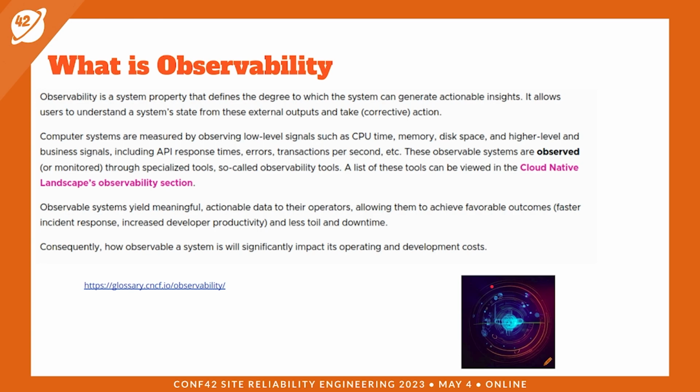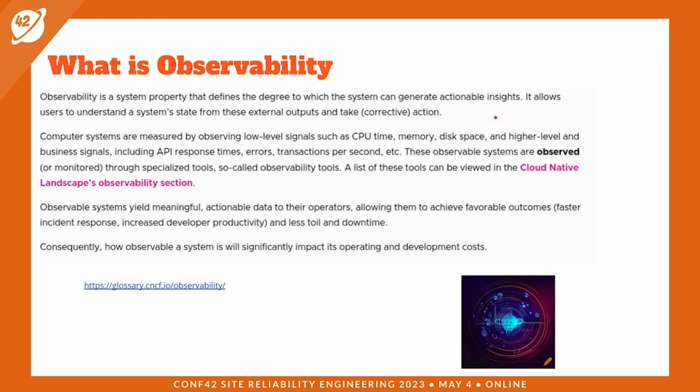Okay, let's start talking about observability. Observability is a system property, not exactly a definition. It's a property that I have in my system, the degree to which the system can generate actionable insights. It allows users to understand a system's state from its external outputs and take corrective actions. I think that is the best part here, because we currently have other tools to generate and take information from my application, but that is observability. Let us check it during the session.